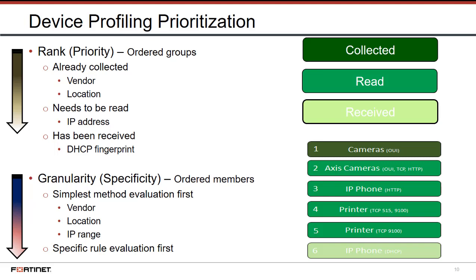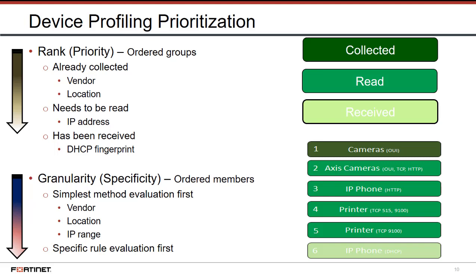And then we have one rule that falls into the received category, and that's an IP phone rule that's relying on DHCP fingerprint. So why did we put them in this order? Well, number one, I already mentioned that. It's the easiest thing for the Fortinet to evaluate: vendor OUI.